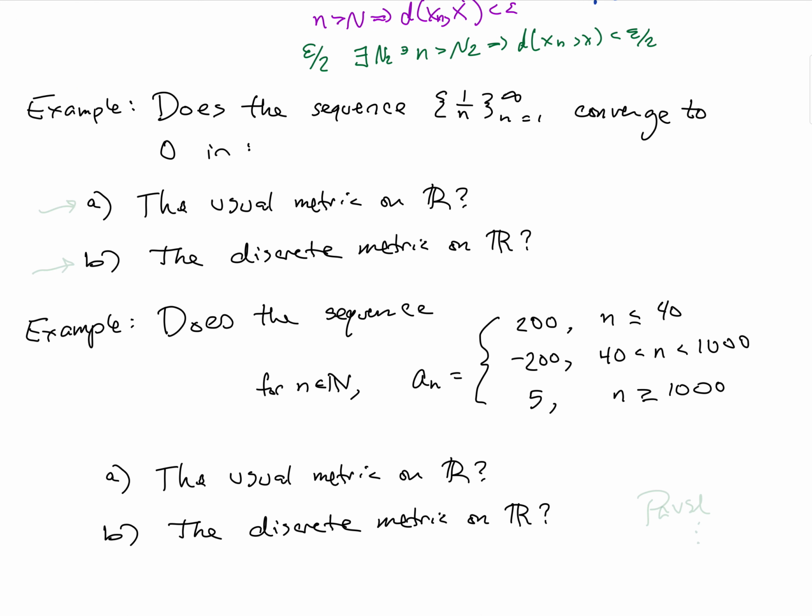So first we've got the sequence 1 over n from n equals 1 to infinity. Does that sequence converge to 0? One, does it converge in the usual metric on R? And two, does it converge in the discrete metric on R? Next, let's look at the sequence a_n, where a_n is defined to be 200 for n less than or equal to 40, negative 200 for 40 less than n less than 1,000, and 5 for n greater than or equal to 1,000. Does that converge in the usual metric on R? And does that converge in the discrete metric on R?